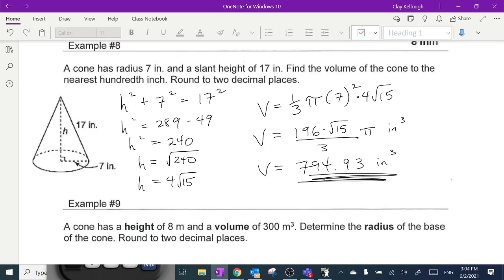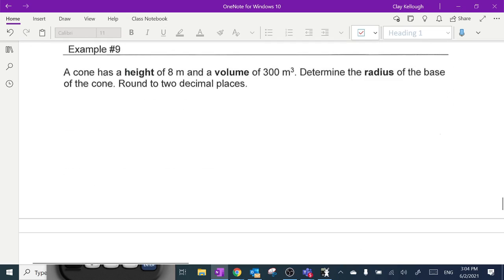Finally, one last cone example here. What if we give you a problem like that? What if we tell you the volume? We know it's a cone, so we know it has this formula. Pi r squared, oh, whoops. 1/3 pi r squared times how tall it is. What if I tell you the volume's 300? And I don't know the radius. Oh, but I do know how tall it is. It's got a height of 8.